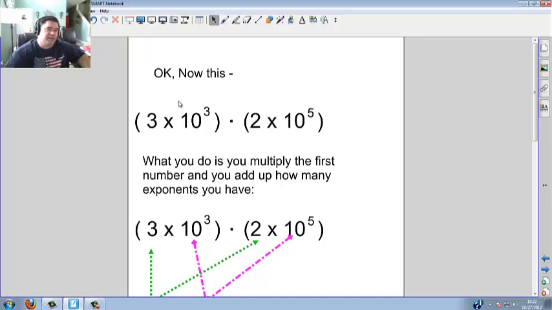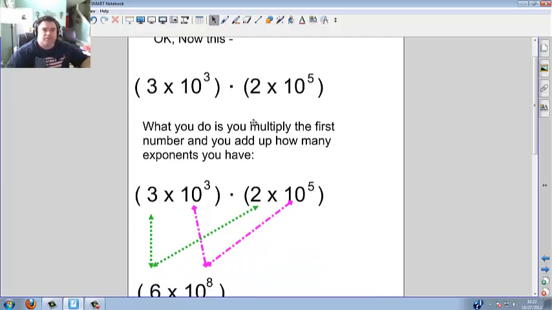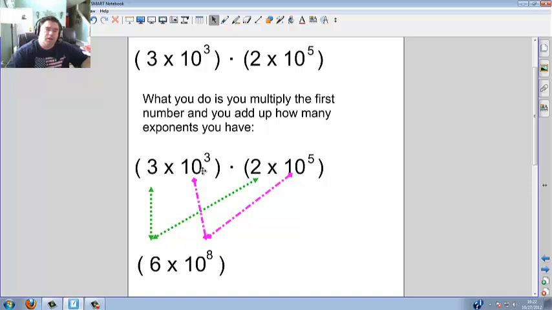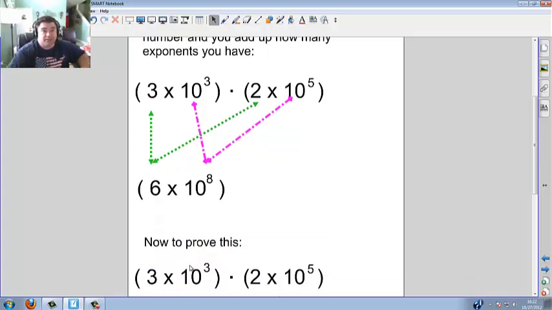Okay, now this. 3 times 10 to the 3rd times 2 times 10 to the 5th. All we have to do is times the numbers first. 3 and 2, which you'll notice makes 6. 10 to the third times 10 to the fifth makes 10 to the eighth. Now, because the 6 is between 1.0 and 10.0, it's within the scientific notation limit, so I don't have to adjust this. So this is the answer as you see it.